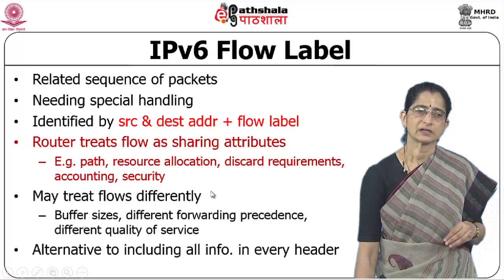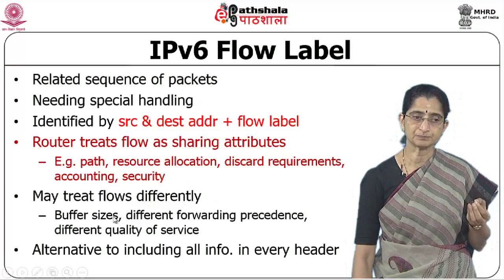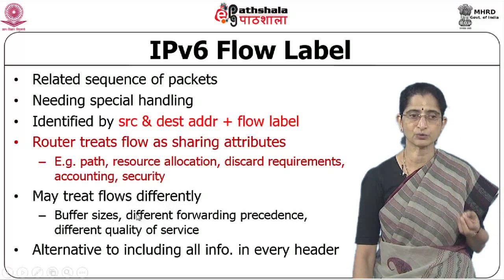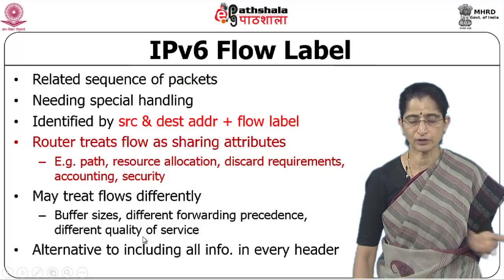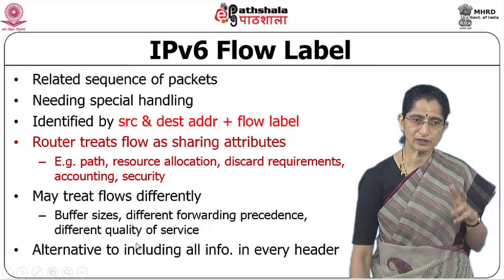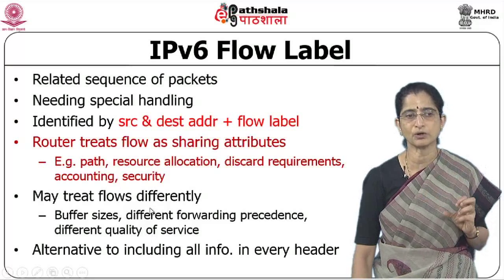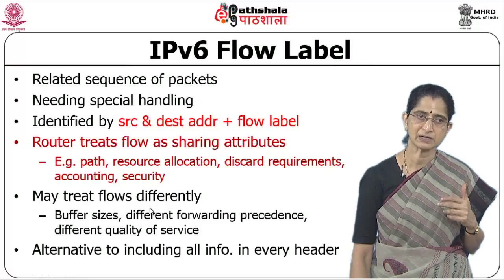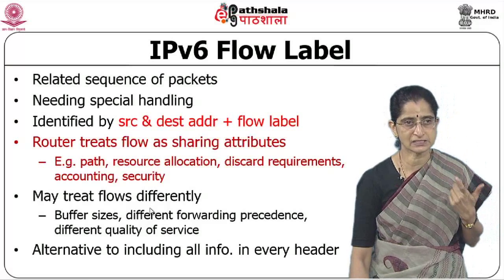And so, it may also treat flows differently. For instance, buffer sizes could vary for different flows, different forwarding experience can be provided to different flows. So, essentially different quality of service. So, basically there is an alternative to including all the information in every header, because all the information that you want for the quality of service related information is available as part of this flow label, which is there right at the top in the IPv6 header.